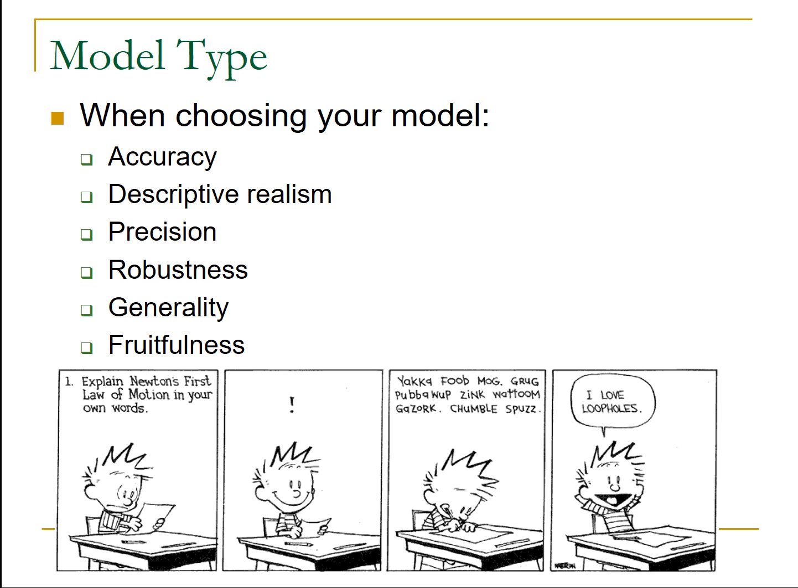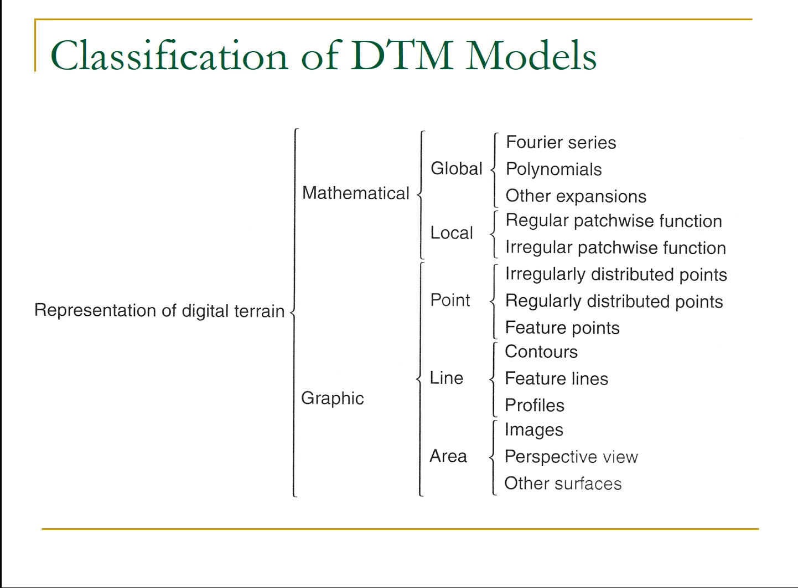So how much realism do we want it to look like? Precision, we understand that. Robustness, can I keep doing this over and over again and keep getting the same result? How much generalization do I need to do? And how informative is it going to be? That's what I mean by fruitfulness. So, we really need to follow these 6 different factors in order to choose our model.